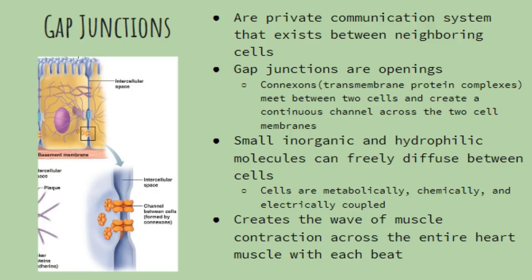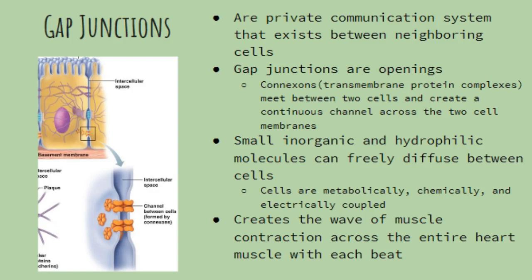Gap junctions are the last junction we're going to talk about, and they are private communication systems that exist between neighboring cells. Gap junctions are actually openings. They are made through connexons that are transmembrane protein complexes that meet between two cells and create a continuous channel across the two cell membranes. Small inorganic and hydrophilic molecules can freely diffuse between cells. Cells are metabolically, chemically, and electrically coupled. Gap junctions are what creates the wave of muscle contractions across the entire heart muscle with each beat.